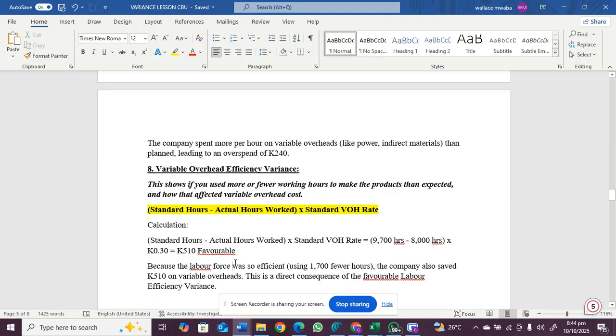Which is favorable because remember, we expected to work for 9,700 hours, but worked for 8,000. So we saved 1,700 hours in terms of time. We multiply that by the standard rate, it's like we've saved 510.